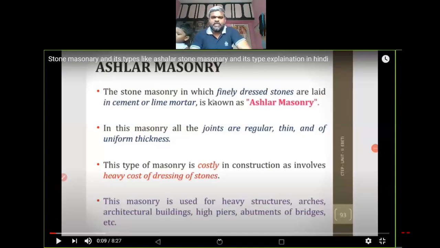The stone masonry in which finely dressed stones are laid in cement or lime mortar is known as ashlar masonry. In this masonry, all the joints are regular, thin, and of uniform thickness. This type of masonry is costly in construction.